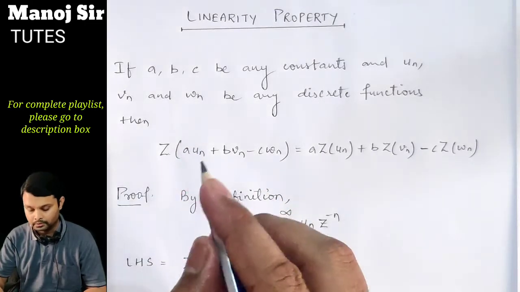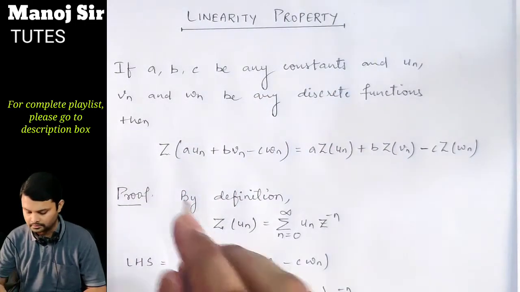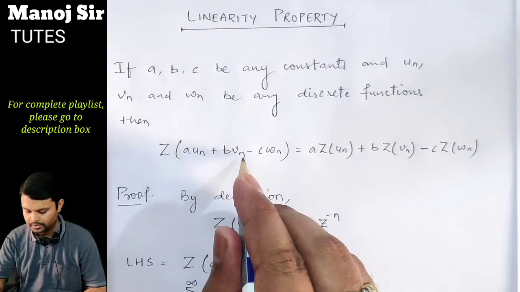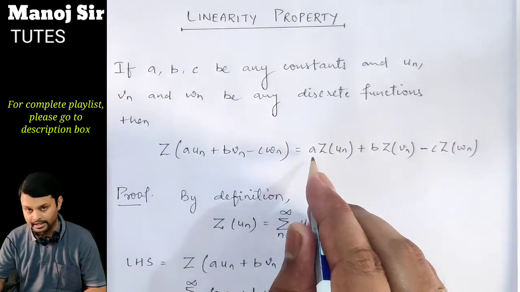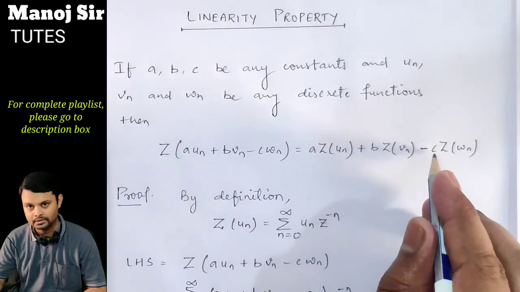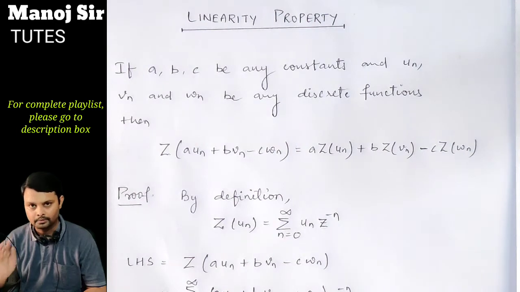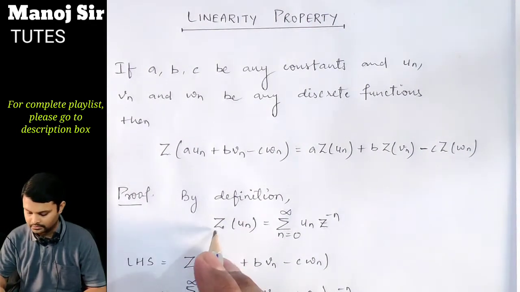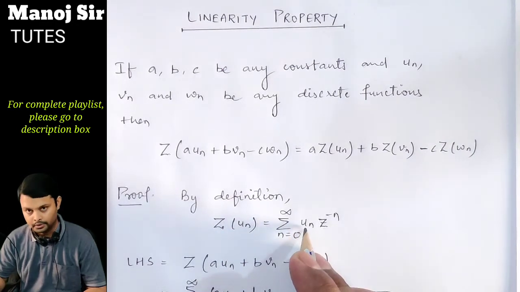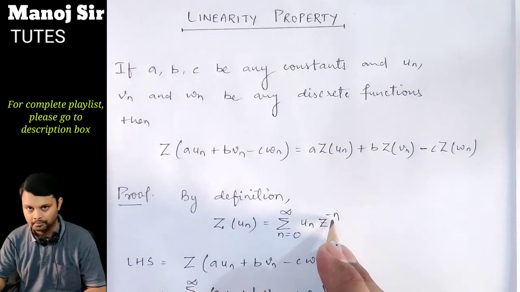So according to the linearity property of Z transform, Z transform of A into Un plus B into Vn minus C into Wn is equal to A into Z transform of Un plus B into Z transform of Vn minus C into Z transform of Wn, and we have to prove this. Since we know that by definition of Z transform, Z transform of Un is equal to summation n equal to 0 to infinity Un into Z power minus n.